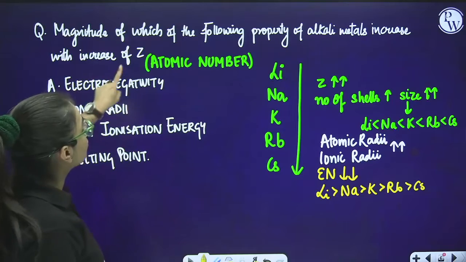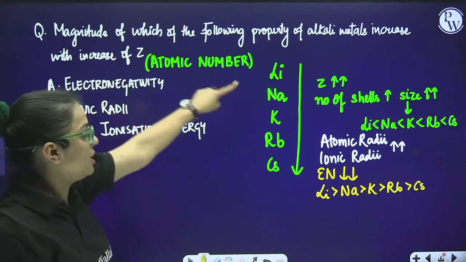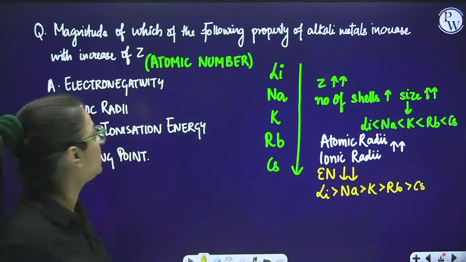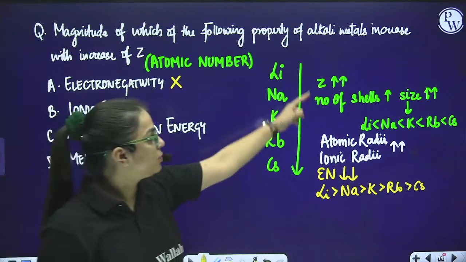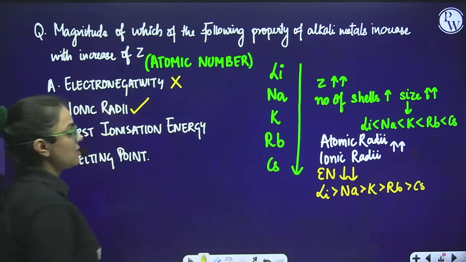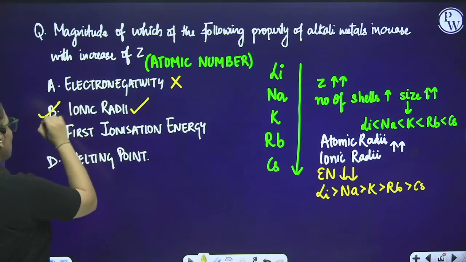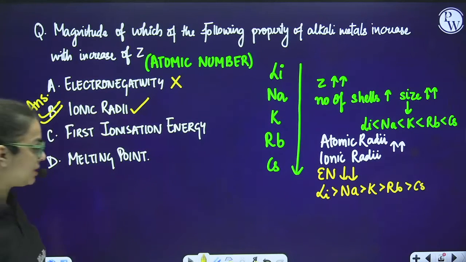They are saying, the magnitude of which of the following properties of alkali metals increases with increase of Z? With increase of Z, electronegativity is decreasing, so this is incorrect. Now the second is ionic radii. I already told you, if Z is increasing, ionic radii will increase. That means this is the right answer. We already got our answer, that is option number B. But let's see the C and D parts as well.